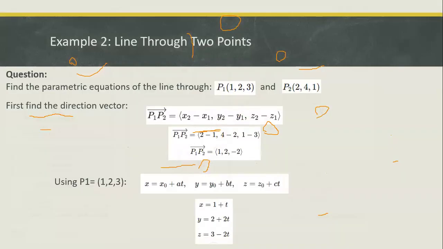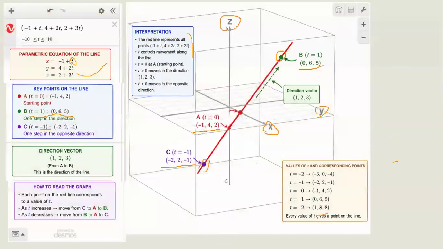Now, as t increases, you move from the point C to A, and then you move to B. And if it decreases, you're moving down from B to A and then A to C. Yes, so that's it for the first example. Next.